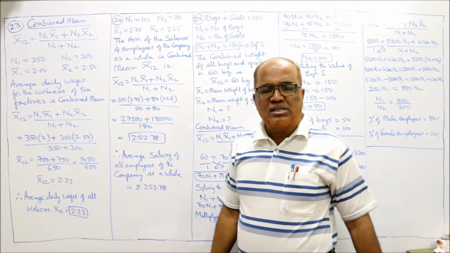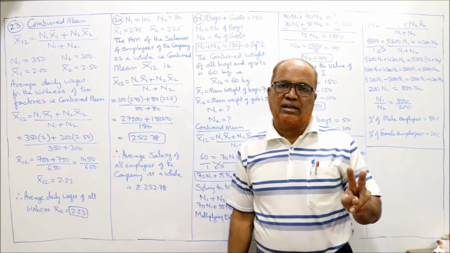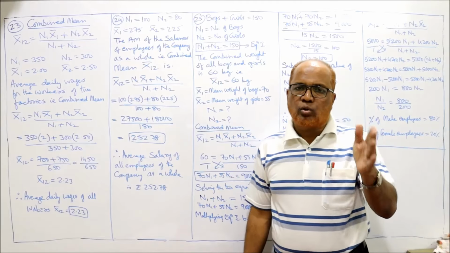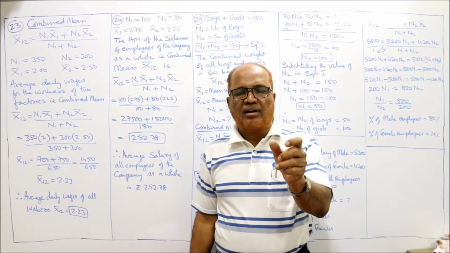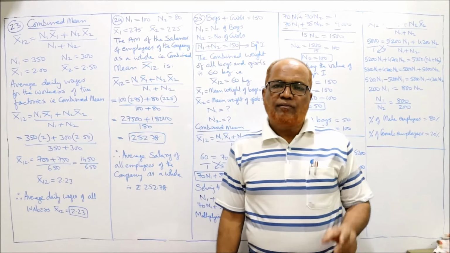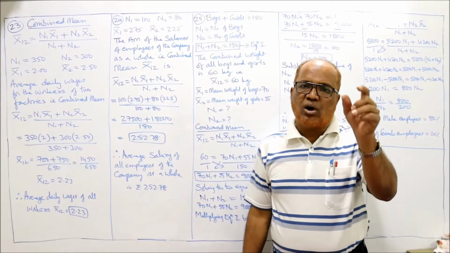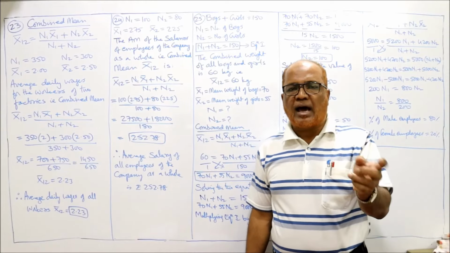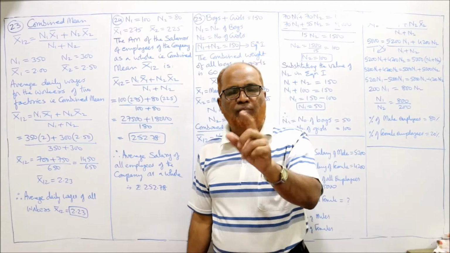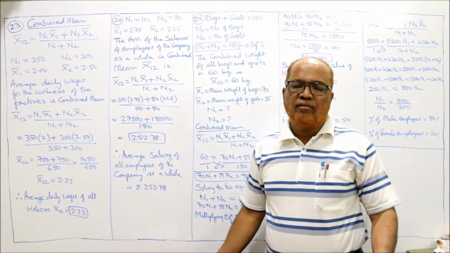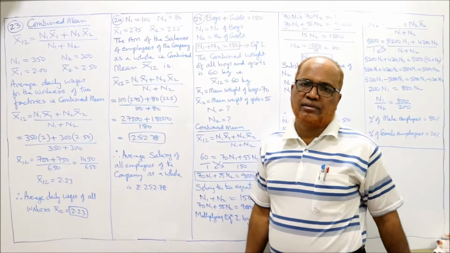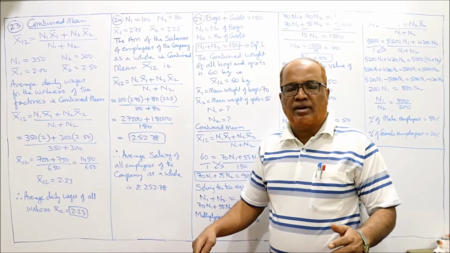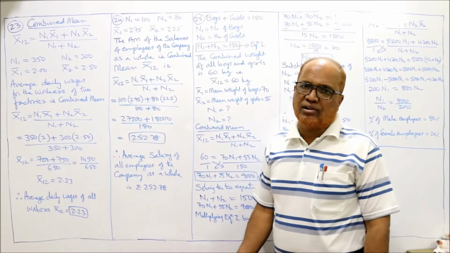Now in our problem, this is the first problem where we are given two factories. A factory is one group, B factory is another group. We are given the number of workers in A factory and in B factory. We are given the average wages of workers of A factory and of B factory. And we want to calculate the combined mean of all the workers, that is, A factory workers as well as B factory workers.